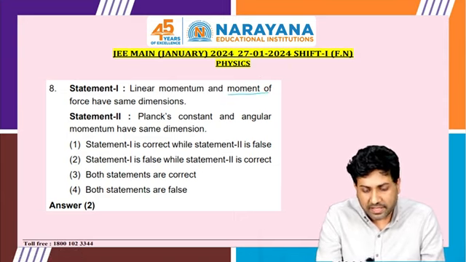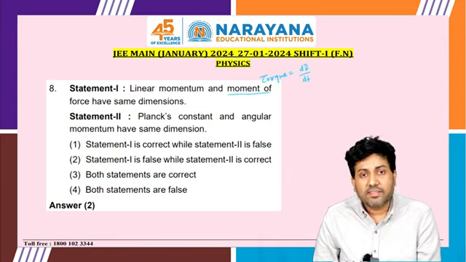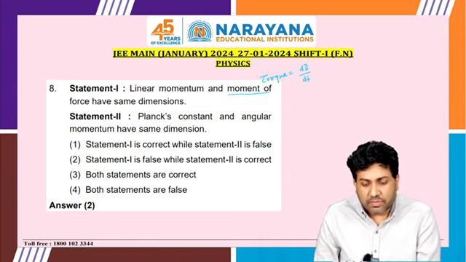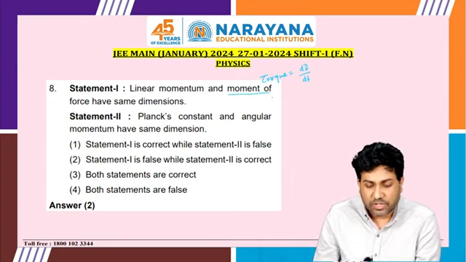The moment of force basically means the torque, and torque is the rate of change of angular momentum, right? Torque is the rate of change of angular momentum. So definitely these two have different dimensions. Let's find the dimensions also.